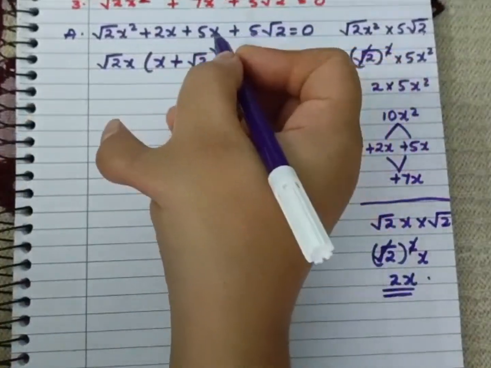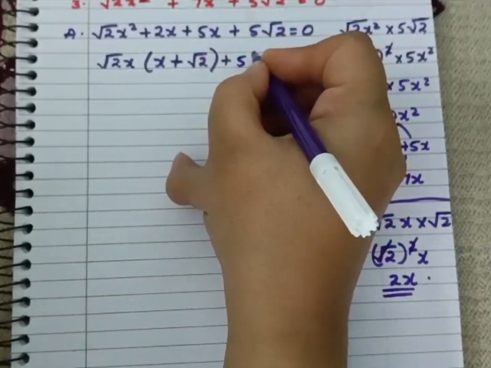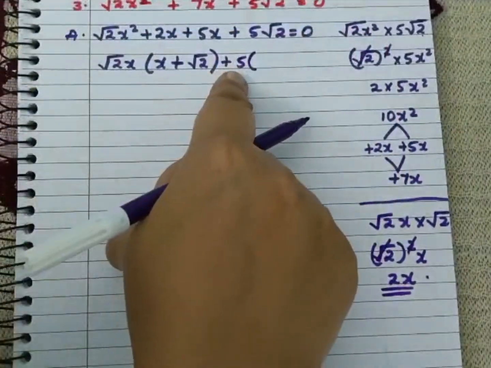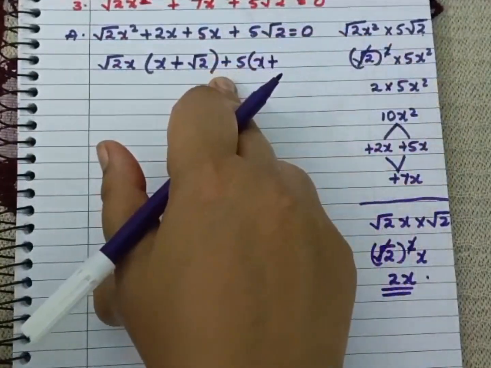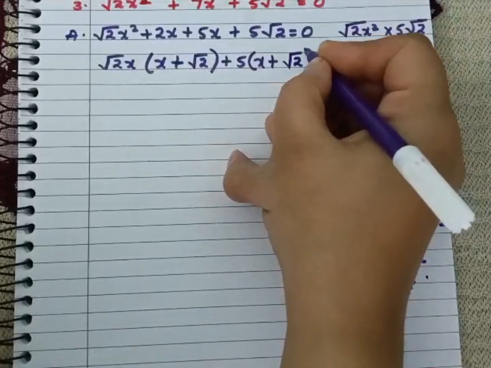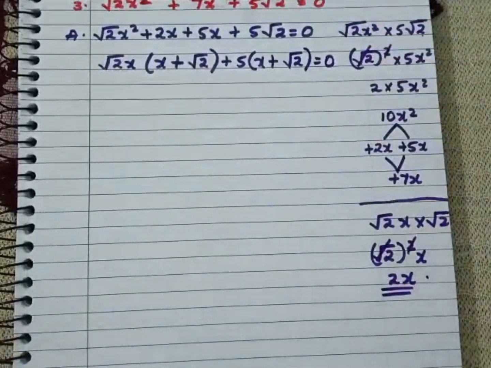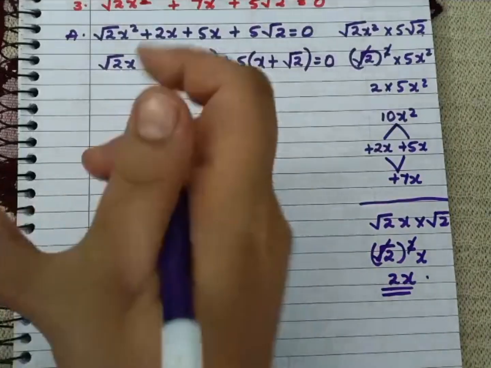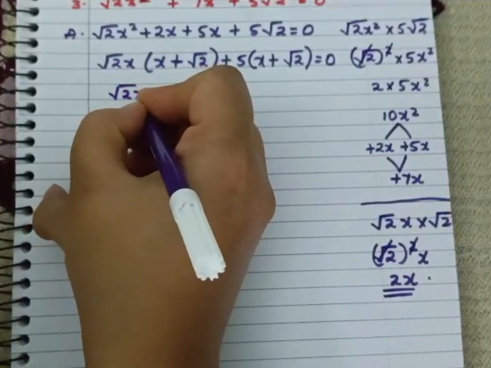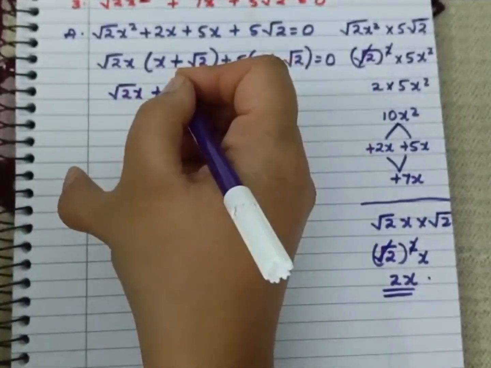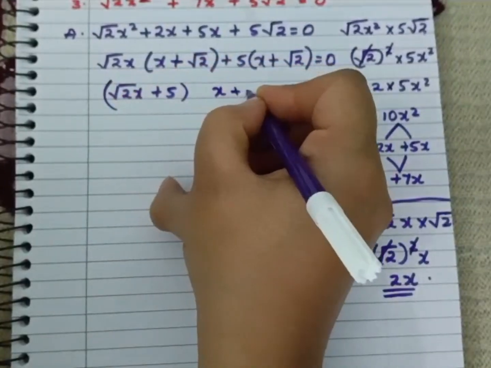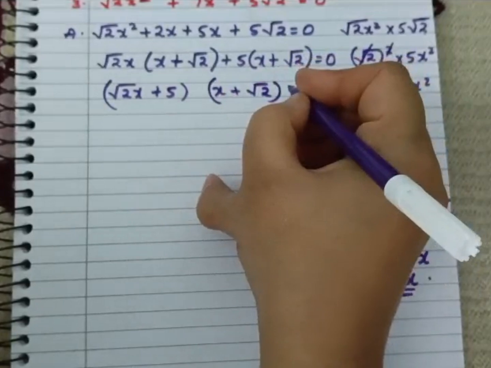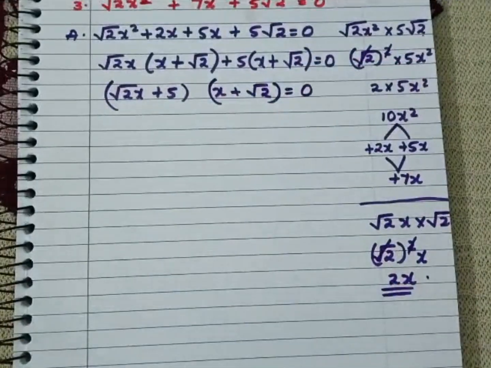Now 5, I'm going to take plus and 5. How will I get 5x? 5 into x, I get 5x. Now plus into plus is plus. Now 5 into root 2, I get 5 root 2. Okay. Equal to 0. Now root 2x plus 5 and x plus root 2 is equal to 0.